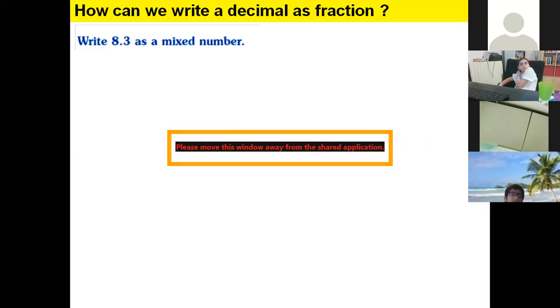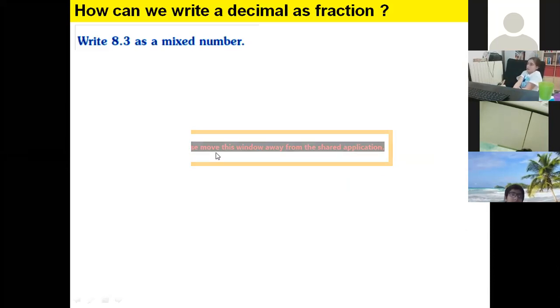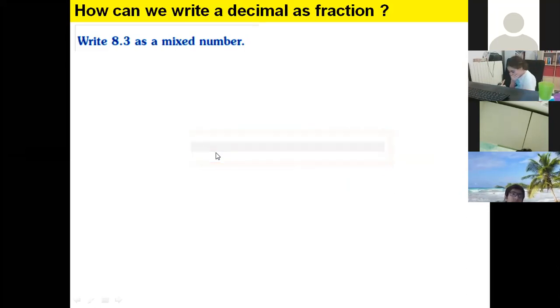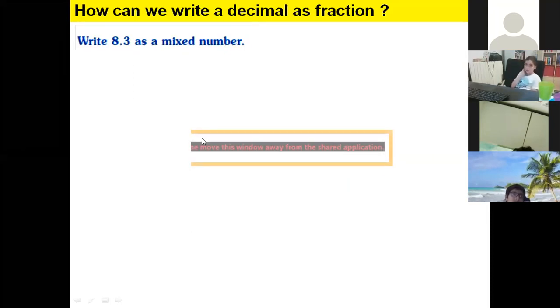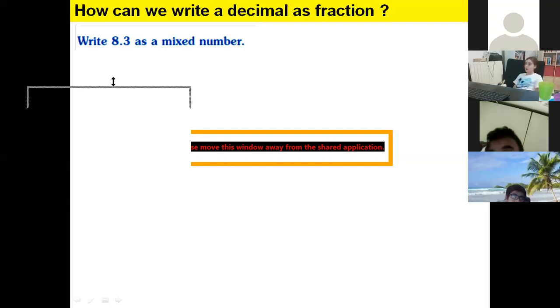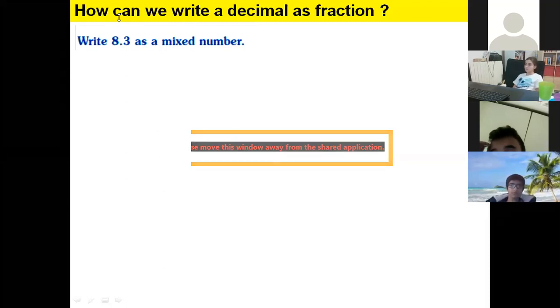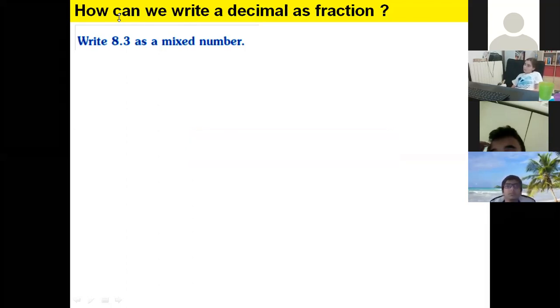Okay, one last idea. What if we have mixed numbers? Who can tell me, if we have decimals, how can we write them as a mixed number? Is Salma here? Because I promised her yesterday to let her answer. Ah, there she is. Okay, yalla Salma.